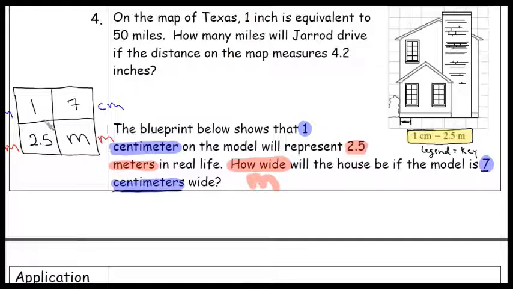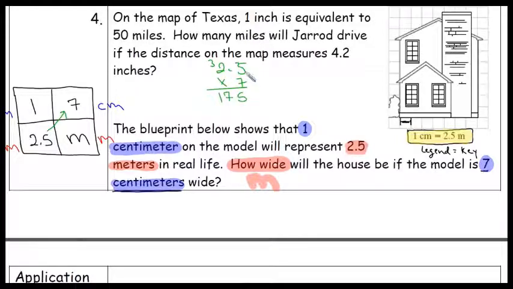So what we're going to do here is cross multiply. Let's see, I haven't used green. The 2.5 times the 7. 2.5 times 7, let's see what that's going to give me. 7 times 5 is 35, carry the 3. 2 times 7 is 14, plus 3 is going to give me 17.